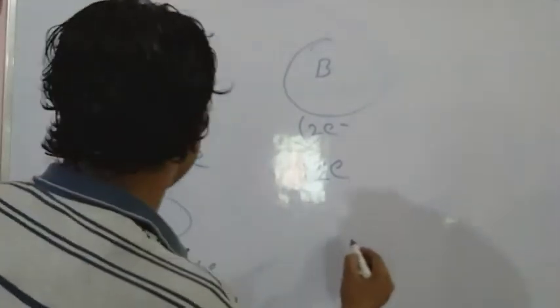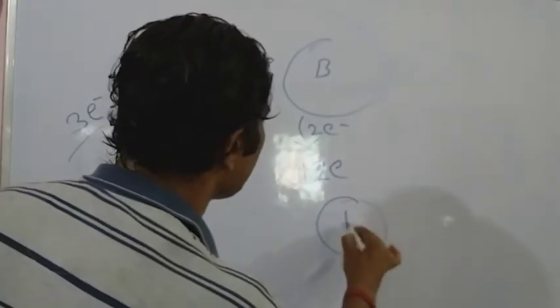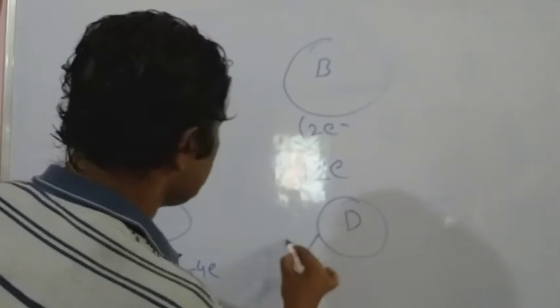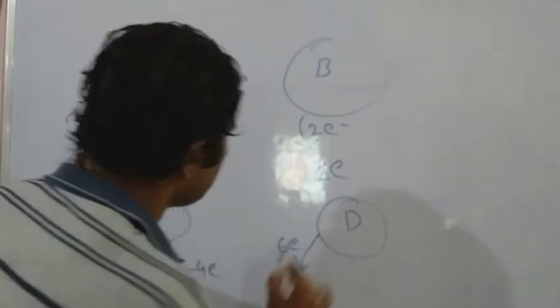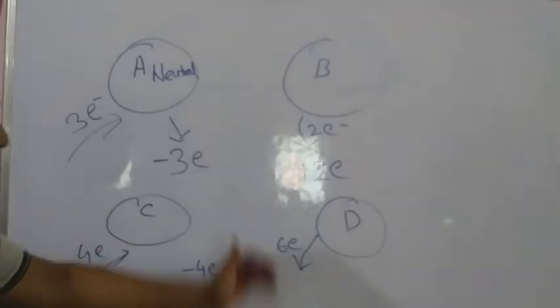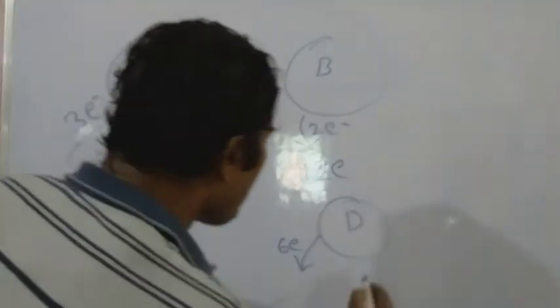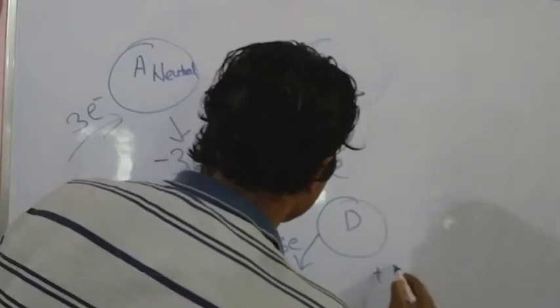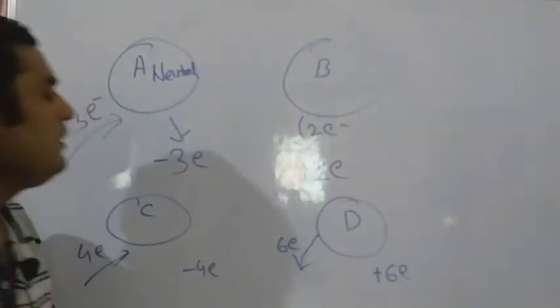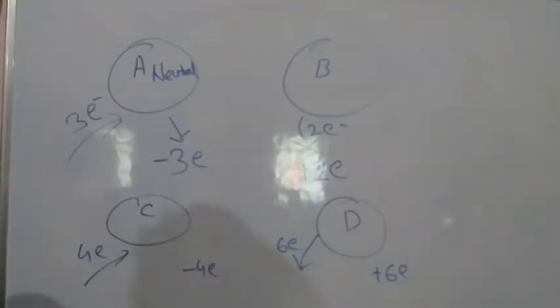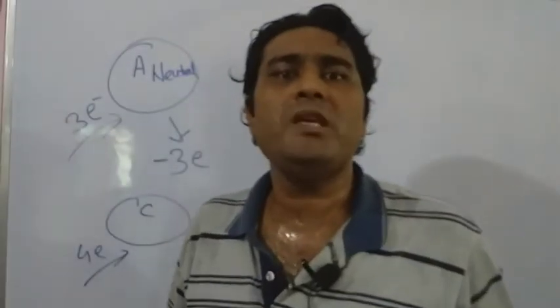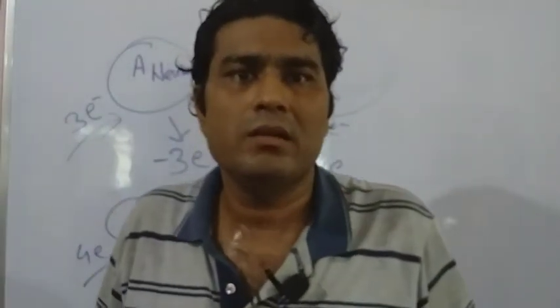Now let's take another body here. This is a neutral one, body D. And let's take out 6 electrons from this body. Now what would be the charge of this body? It will be plus 6e. Is that clear, folks?